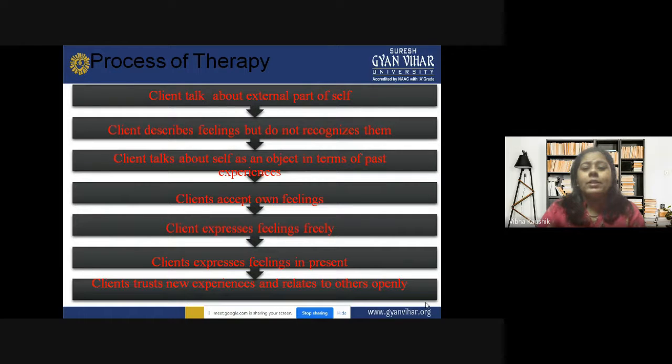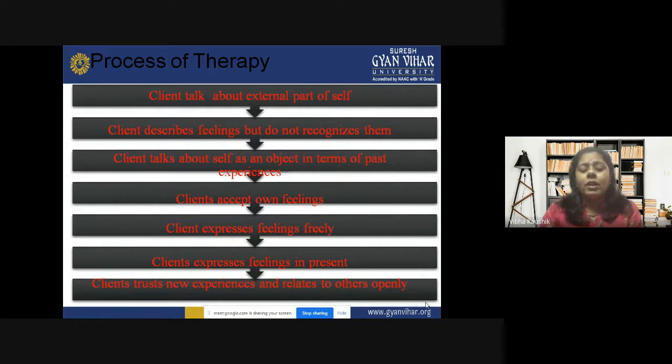Now, the client and the therapist start having a conversation. The first thing is that clients start talking about the external part of self. The client describes feelings but does not recognize them. The client is describing his or her feelings to the therapist, but does not recognize those feelings. The client talks about self, as an object, in terms of past experiences. Now the client will start expressing his feelings in relation to past experiences that he had.